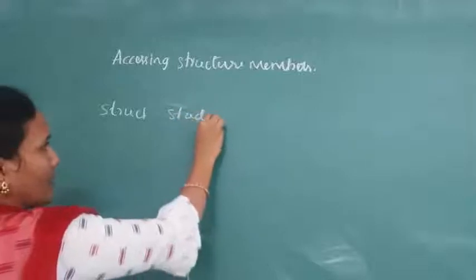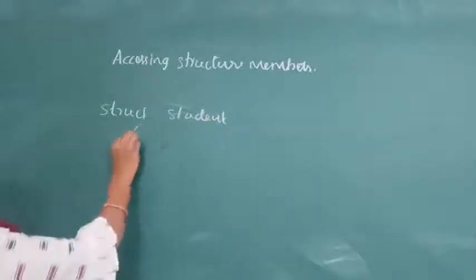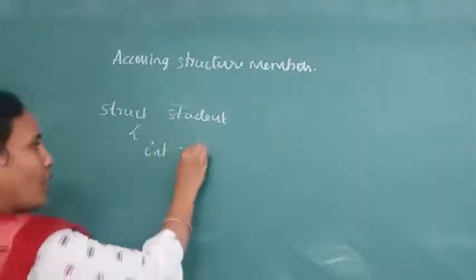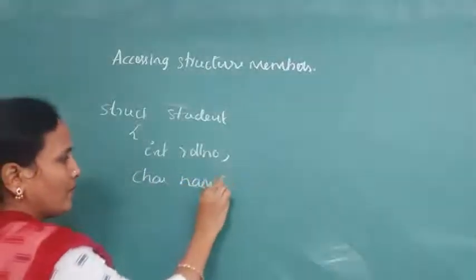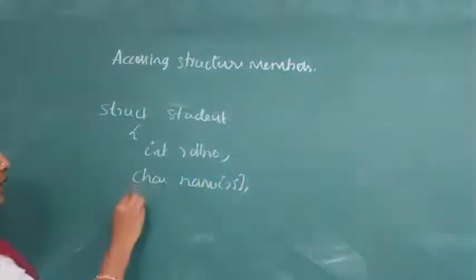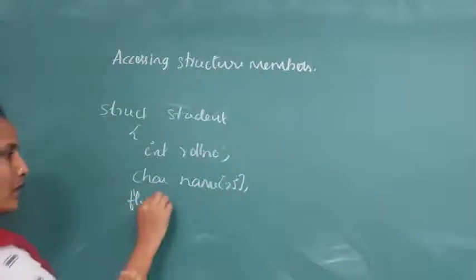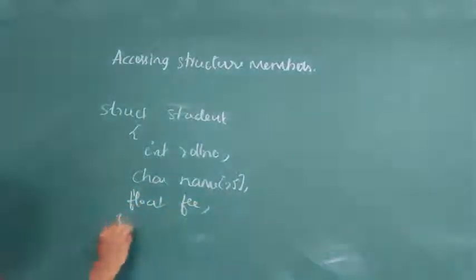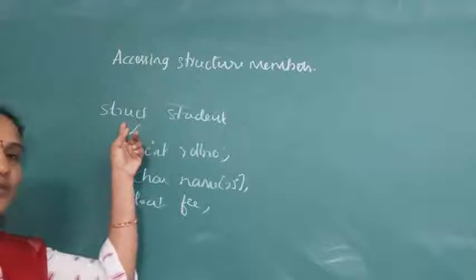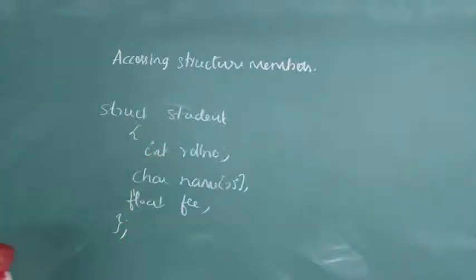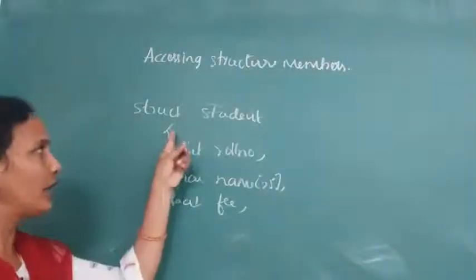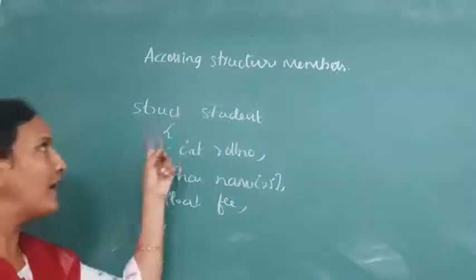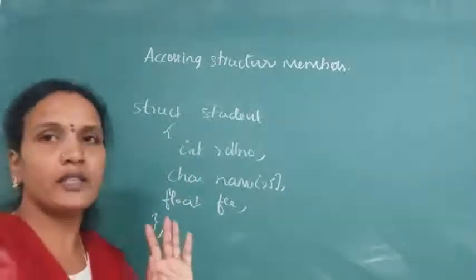student. Here the structure name is student. Int roll number, char name, float fee. Example. This is a structure creation. Always structure creation starts with the structure tag, followed by the name of the structure and all the members of the structure between the opening and the closing braces, and structure declaration ends with the semicolon.